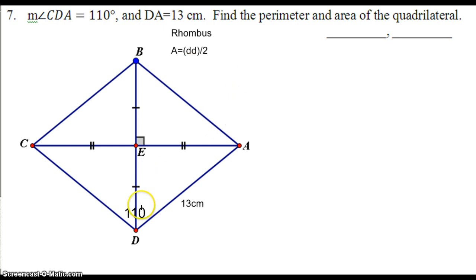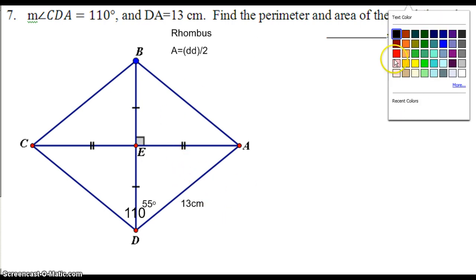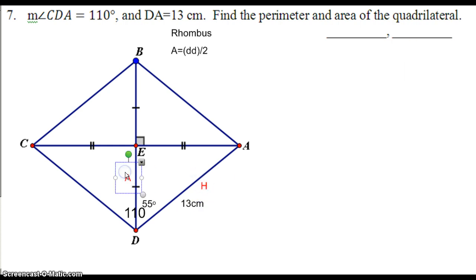So I have to think about all my properties, and one of my properties tells me that the angles are bisected by the diagonal. So with that being the case, I know that I have a 55-degree angle here. And that 55-degree angle shows up in a right triangle in which I have a hypotenuse, adjacent, and an opposite side. And I need to find the lengths of both my diagonals to be able to work in the formula. So I have to find one diagonal and I need to be able to find a second diagonal. And it doesn't matter which is which.